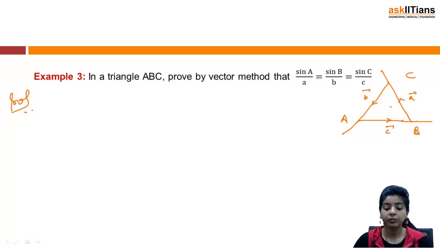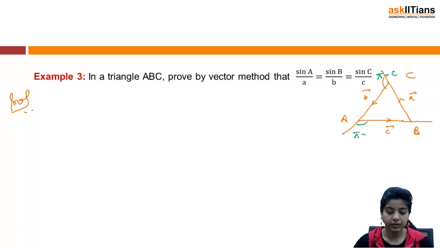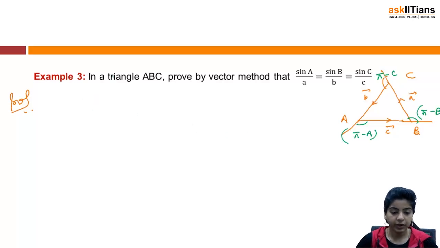These arrows are extremely important because they will define the direction of vectors. This will become pi minus C, this will become pi minus A, and this will become pi minus B. Okay, so this is the triangle that we have, and we are assuming that BC is my a vector.